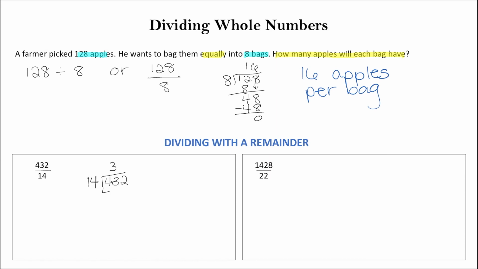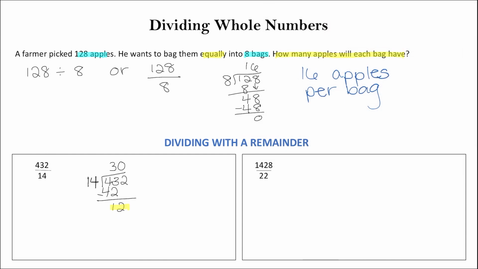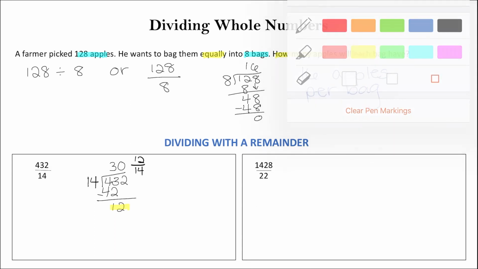3 times. 14 times 3 equals 42, so you'll subtract 42, giving you a 1. Bring down that 2, giving you 12 as your remainder. Because 14 can't go into 12, you need to add a 0 in the ones place of your answer, and we're going to write our remainder as a fraction. Your remainder is going to be your numerator, and your denominator will be your divisor. So you would write it as 12 over 14.